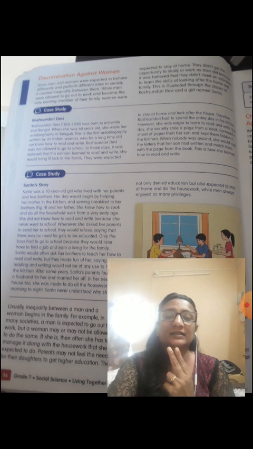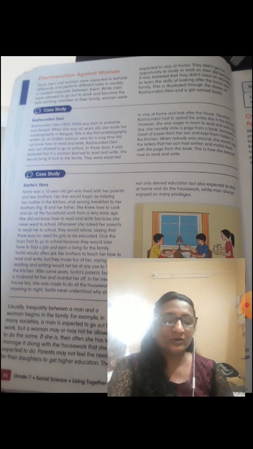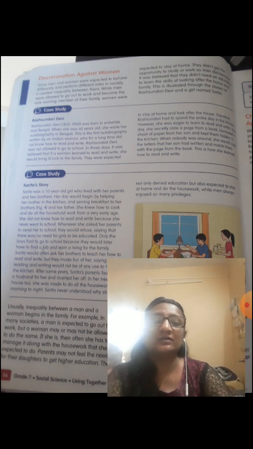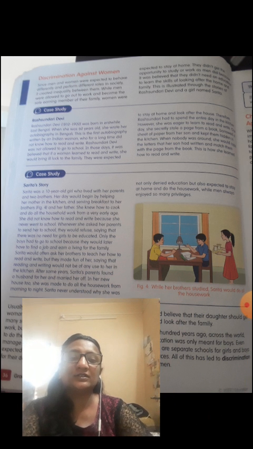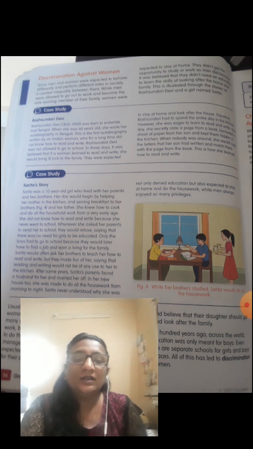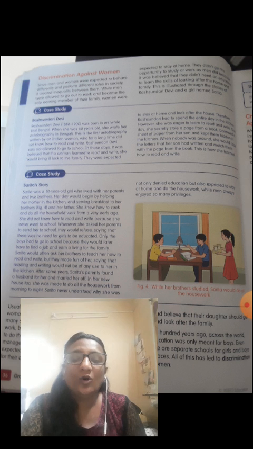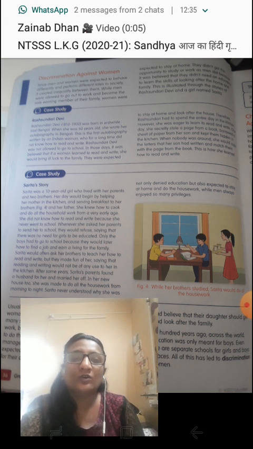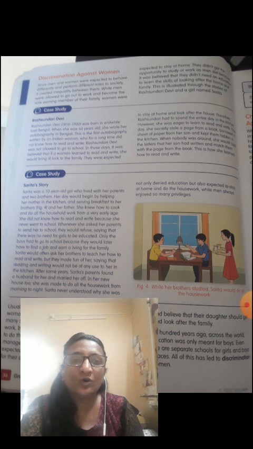The second case study is about Sarita's story. Here you can see the girl's picture. She is carrying a tray, and two of her own brothers are studying. All the time she has to do the household work, and she is asked to do the same work. When she goes to the parents, they say no. When she asks the brothers, they say no.